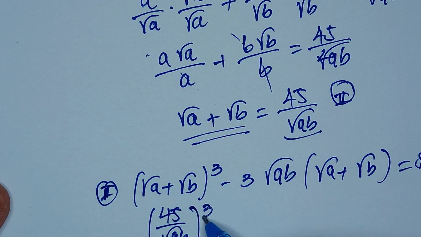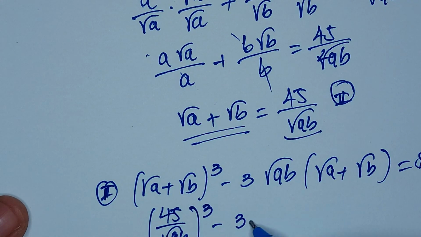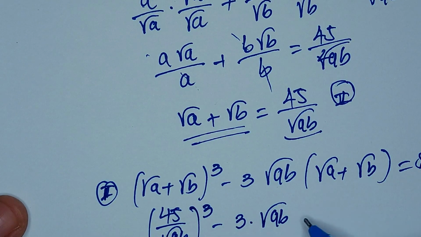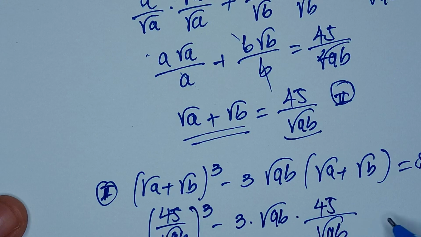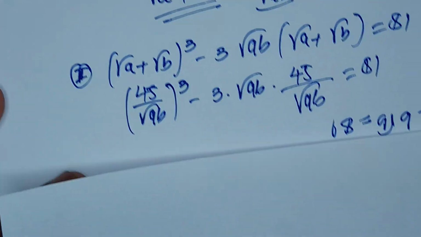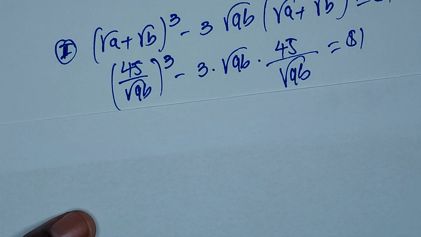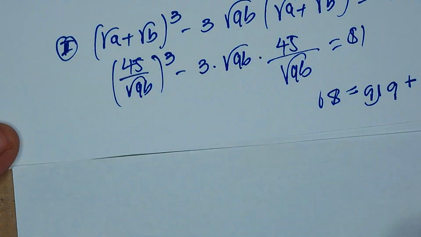Sorry, the video is going to get kind of long because we have to explain this. We have square root of ab. The same thing goes here, 45 divided by square root of ab, and then this is equal to 81.